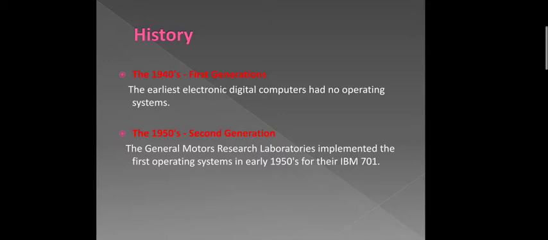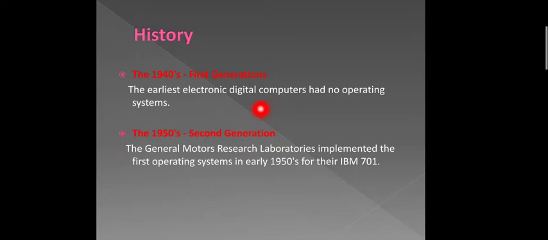History. The 1940s, first generation. This is the first generation of computer systems. The earliest electronic digital computers had no operating system. In the 1940s, computers did not use an operating system; they had vacuum tubes and punched cards for inputting the data, and a printer for outputting the data. Punched cards are used for input and the printer is used as an output device. And the vacuum tube is the processor here.